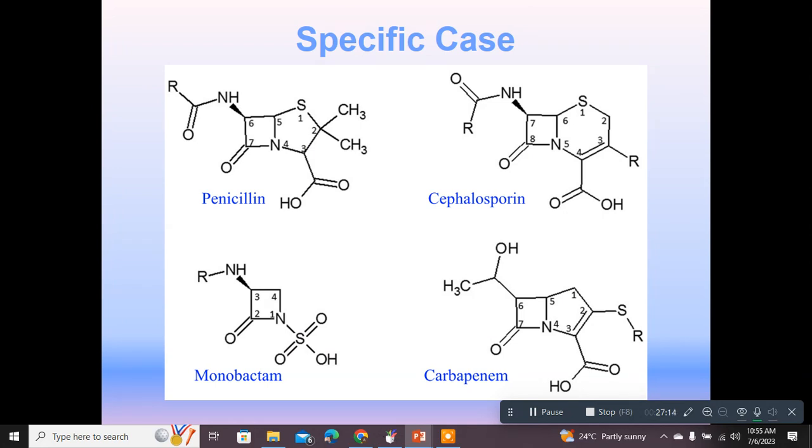This is a special case. I want to discuss it quickly. We have four structures: carbapenem, monobactam, penicillin, and cephalosporin. These are basically four classes of the beta-lactam antibiotics. All of them contain a beta-lactam ring except this one, which is why it's called monobactam. It contains almost a half ring.